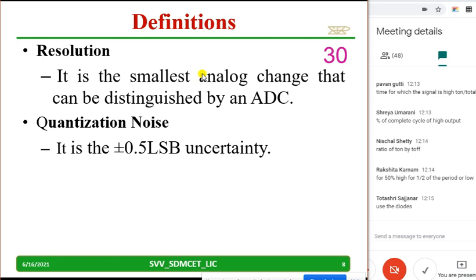Let us go to the next. Resolution: it is the smallest analog change that can be distinguished by the A to D converter. Usually quantization noise will be there. It is plus or minus 0.5 LSB, least significant bit. We call that much uncertainty. We have different types of A to D converters, and a few of them we are going to discuss.